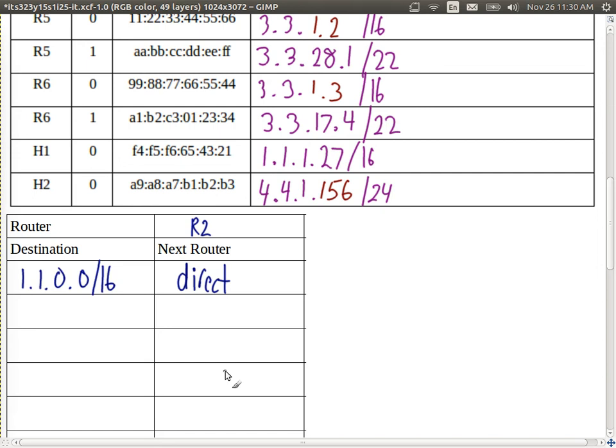Different software will use different notation here. It won't say direct, but the concept is there is no next router. We are directly attached to that subnet. So let's fill in for the other destinations. Subnet B, 2.2.0.0/16. We are actually also attached to that subnet, so we can send direct.